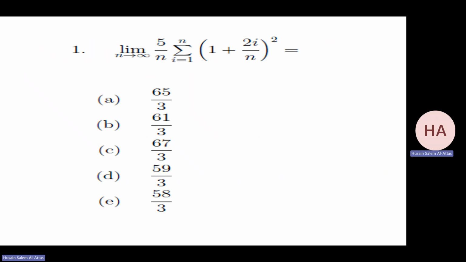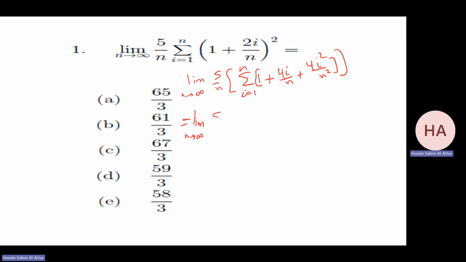I think this is related to the sigma notation, but let me do it. Limit as n goes to infinity, I have 5 over n, summation i equals 1 to n. Open the square. That will be 1 plus 2i over n times 2, which is 4i over n, plus 4i squared over n squared. So I want the limit as n goes to infinity of 5 over n times.